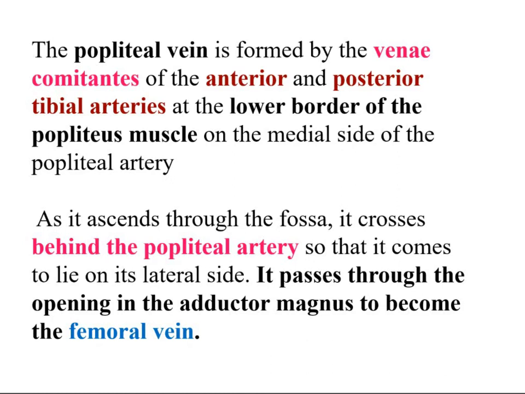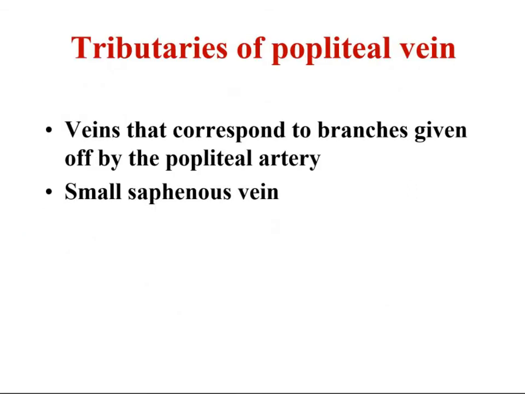ठीक है. So it passes through the openings in the adductor magnus to become the femoral vein. ठीक है, तो अब आपकी femoral artery नीचे आई थी टू continue as popliteal artery, और आपकी जो popliteal vein है ये क्रॉस करके posteriorly upwards जा रही है adductor magnus को pierce करते हुए to continue as femoral vein. ठीक है. Tributaries of popliteal vein: the veins that correspond to the branches given off by the popliteal artery, and the small saphenous vein. ठीक है.